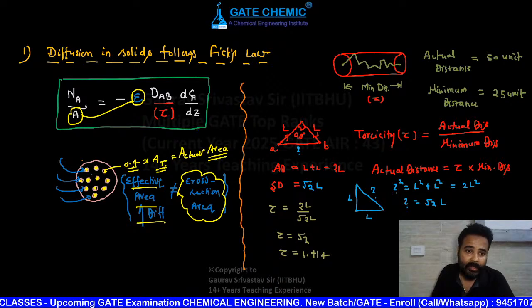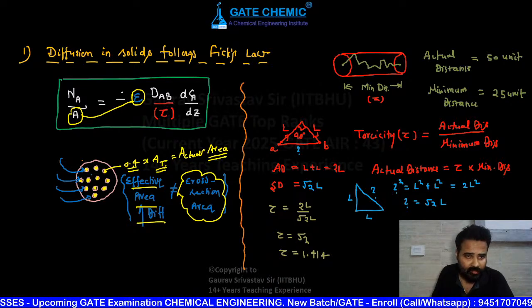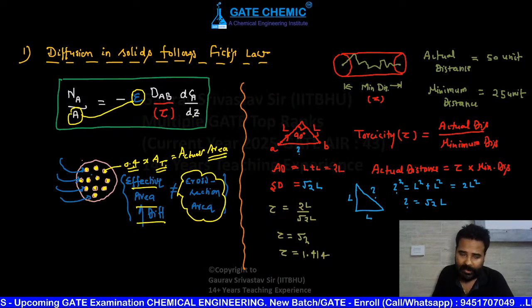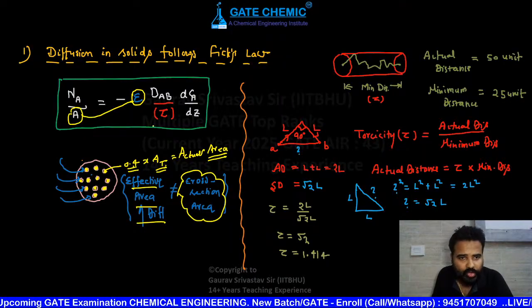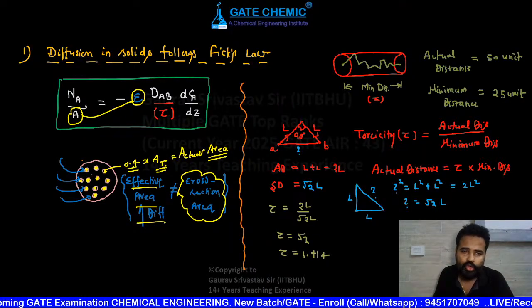Okay, so Na by A equals epsilon DAB by tau dCA by dZ. Now how is this tau going to be used here? Why are we using tau here?